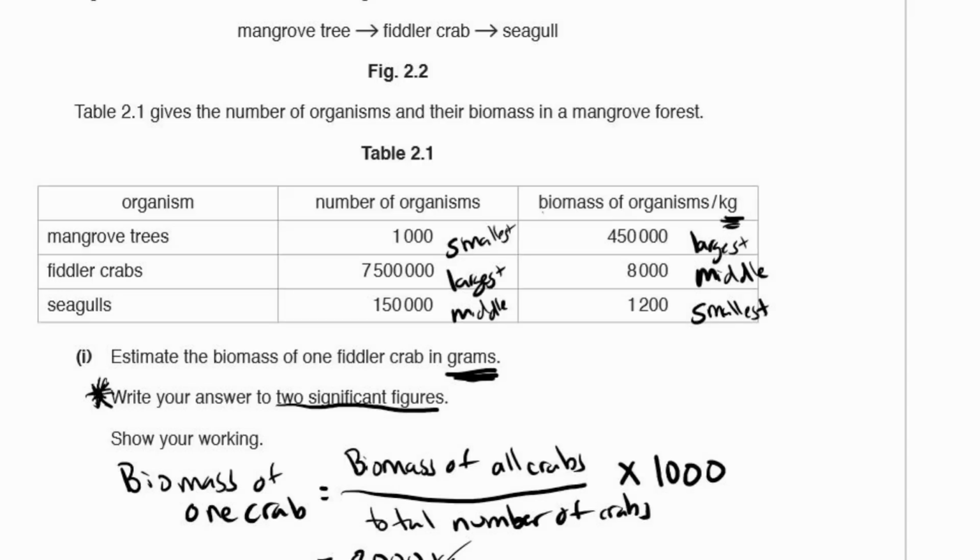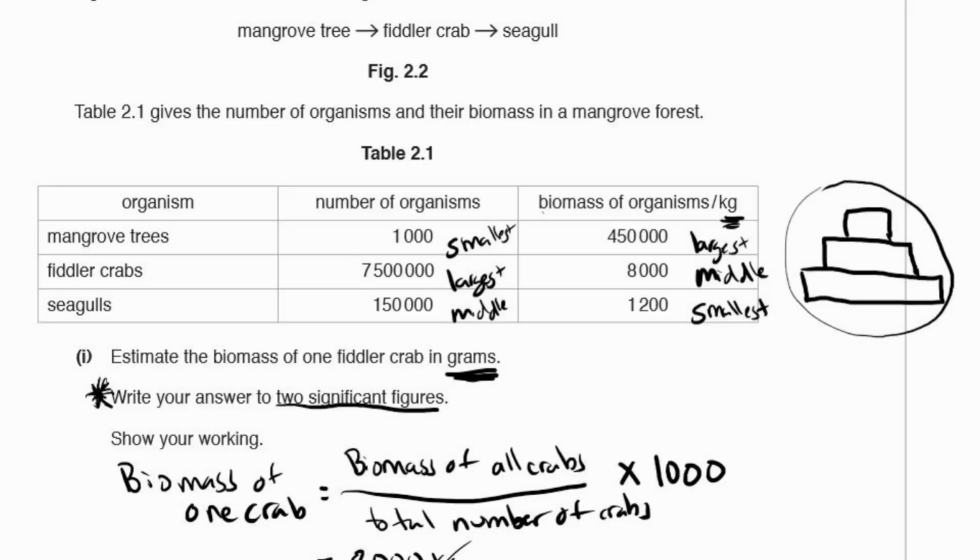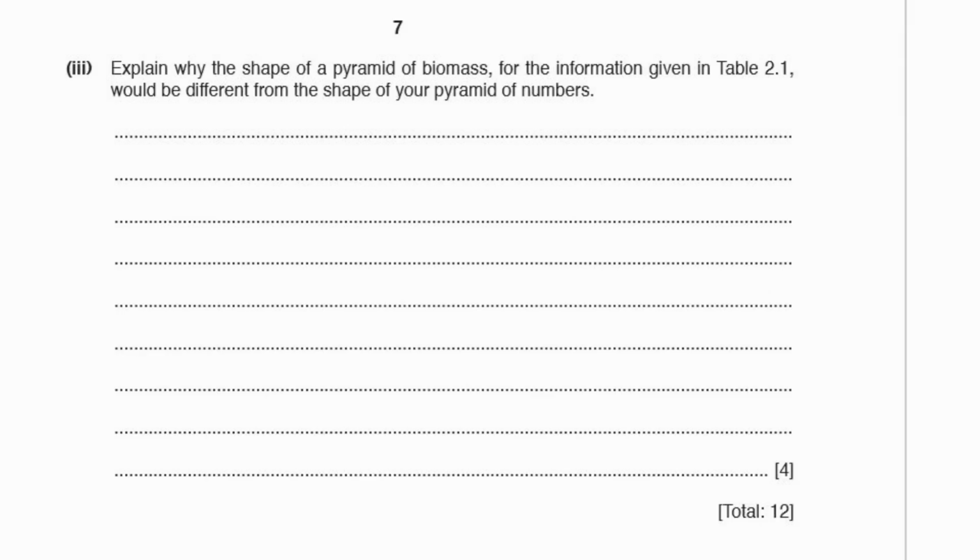That means that the sketch for the pyramid of biomass would be something like that. And that would be much more pyramid shape. So a pyramid of biomass is always pyramid shaped. A pyramid of numbers is often not pyramid shaped, just like we drew below. Now the question is basically saying, explain why. Why is it pyramid shaped?